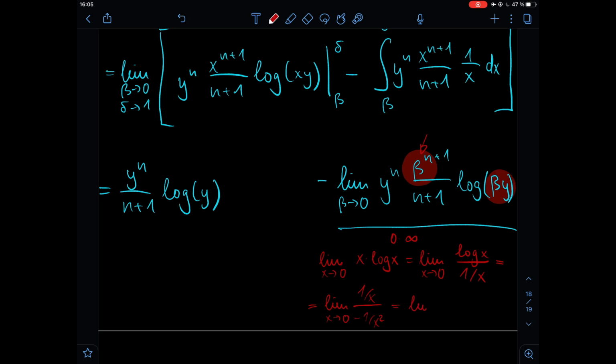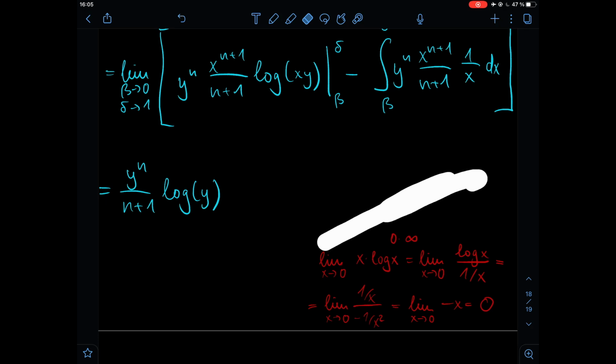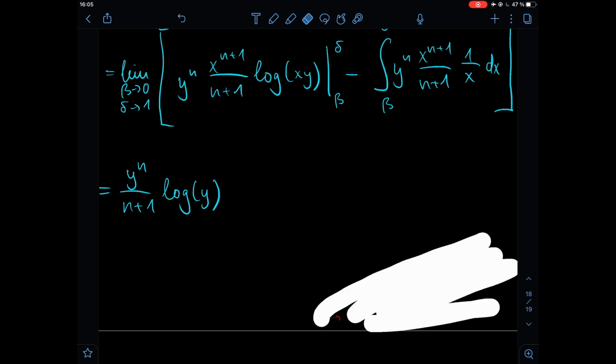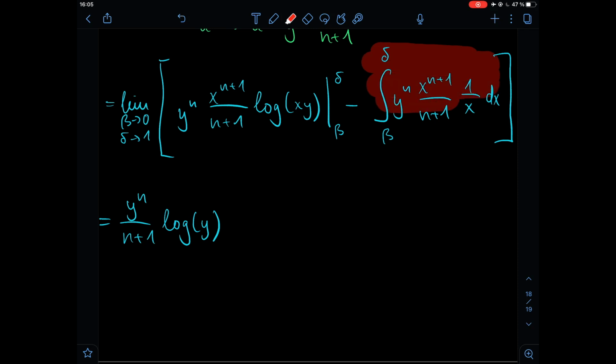And this eventually gives us the limit x going to 0 of minus x, and this is just 0. So the whole term here goes to 0. Amazing. So we can just drop it completely. We can completely delete this and save some space for the last integral, which is this one here. So let's have a look at this integral.